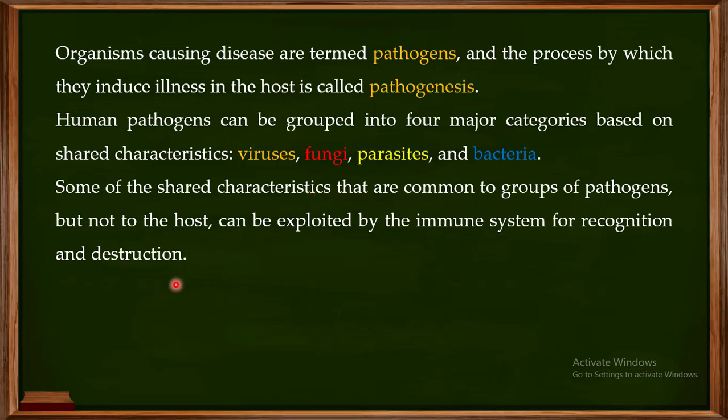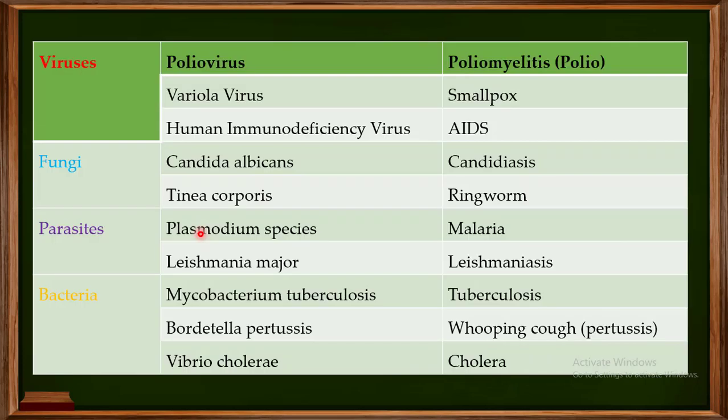The same mechanism is not going to affect the host because these special characteristics are not present in the host. Now, in this table, I am going to give you some important examples from these four major classes of pathogens. The left column shows the causative agent, and this side shows the disease caused by these pathogens. For example, among the viruses, the poliovirus is the causative agent of poliomyelitis, also known as polio. The variola virus is responsible for smallpox, and the causative agent of AIDS is the human immunodeficiency virus.